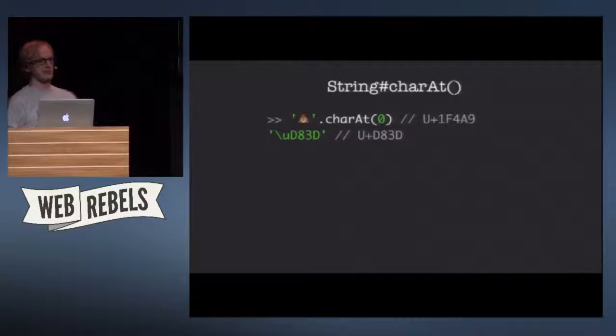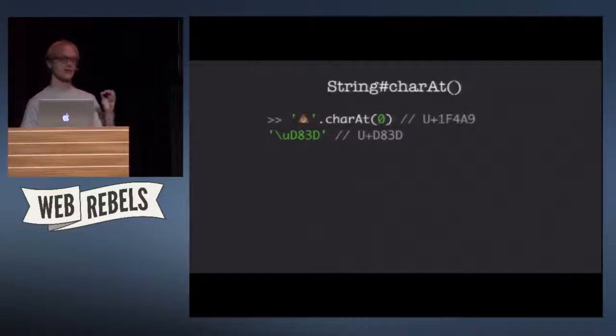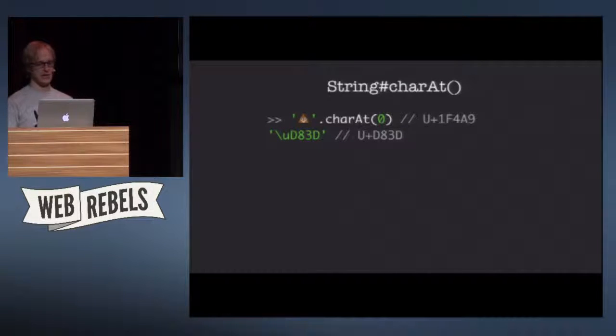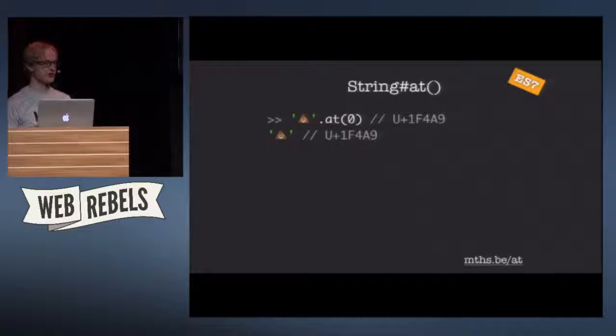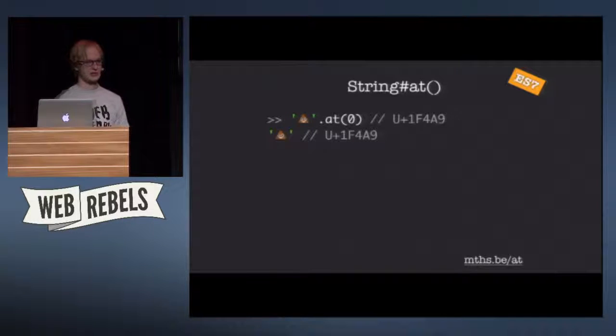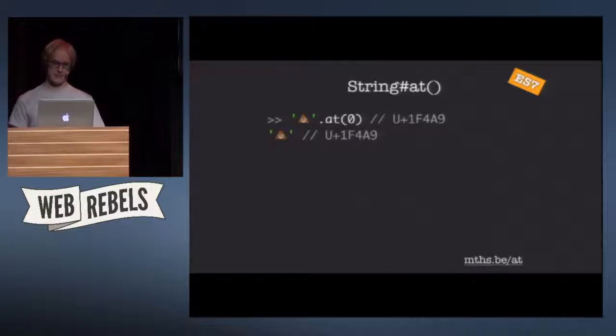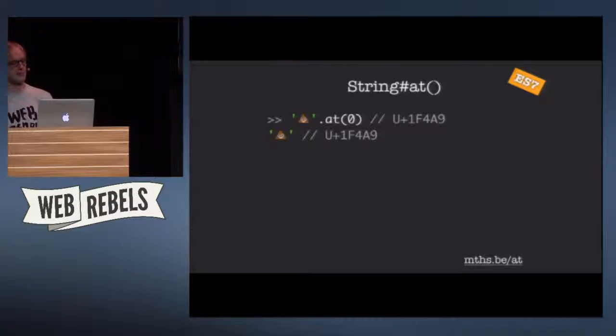Similarly, the charAt method on the String prototype is also affected. So if you use charAt to get the first symbol in the string with the pile of poo character, you only get the first surrogate half instead of getting the whole pile of poo character, which is probably not what you would expect. There is no solution for this in ES6 that is built in, but there is a proposal on the table, perhaps for ES7 or ES2016, as they will probably call it. And it would look like this. You can use the at method, and this would automatically deal with whole symbols instead of surrogate halves whenever possible.